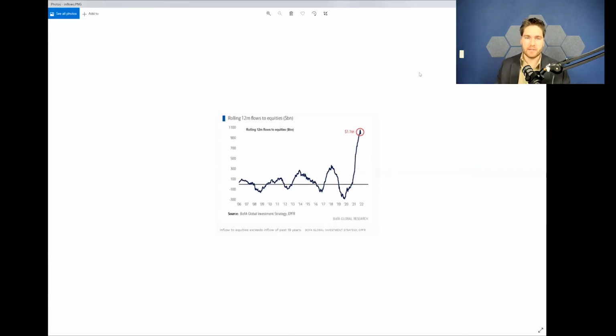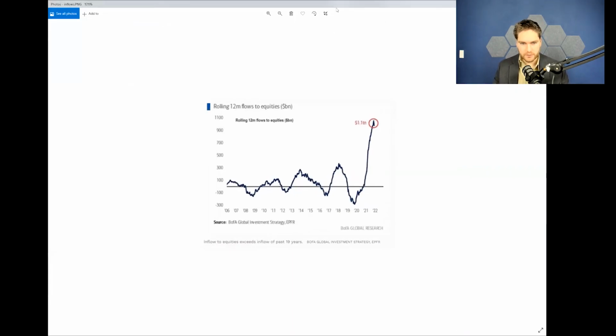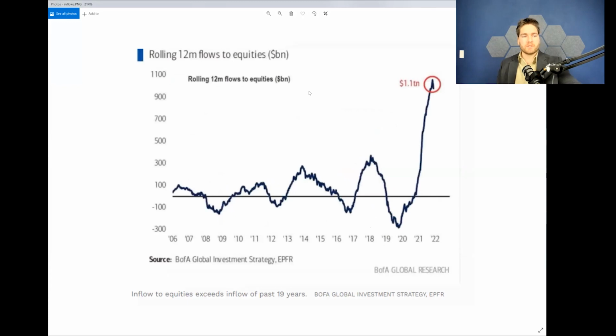So this is actually, let me zoom in here, make it bigger. This is from Bank of America, by the way, if you guys want to go see where this information is from, I have it cited right down there. This is showing us the 12-month flows to equities. So we're seeing a massive flow into equities.